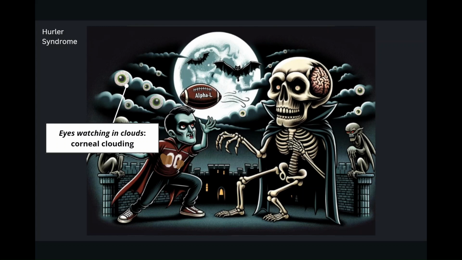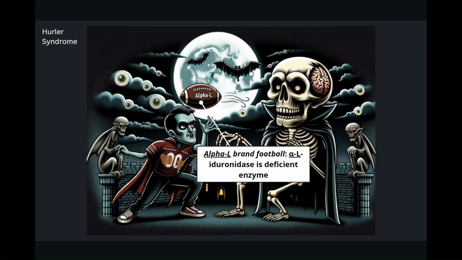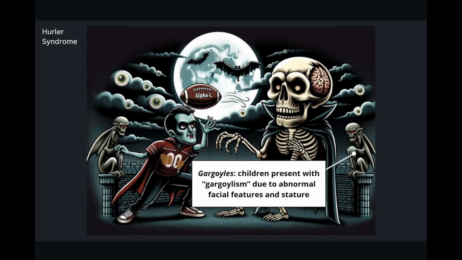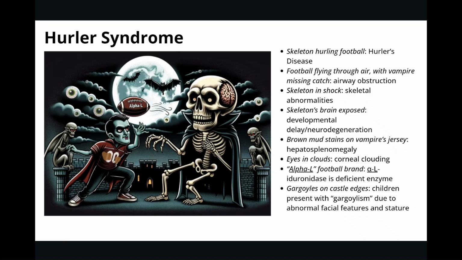Next, look at the brand name on the football, Alpha L. This is because alpha L iduronidase is the enzyme that accumulates. Lastly, the gargoyles on the sides represent that this disease used to be referred to as gargoylism, but this is a historical term and probably won't show up on exams. So that wraps up Hurler syndrome, and here is our summary slide.